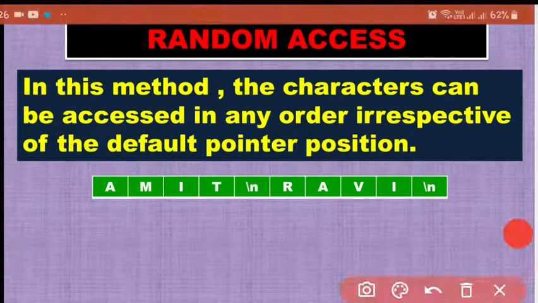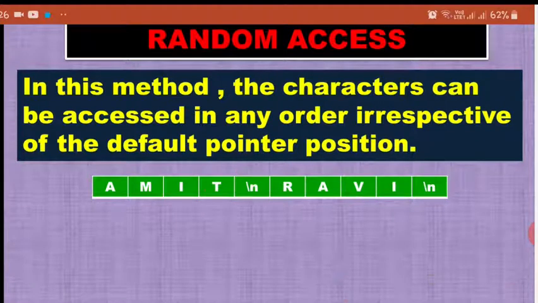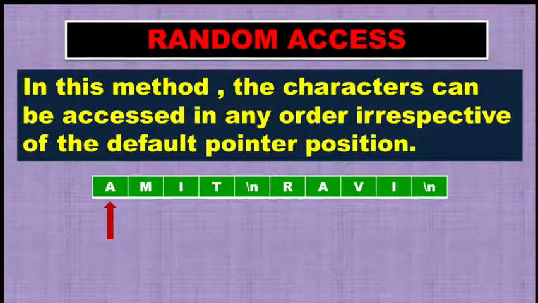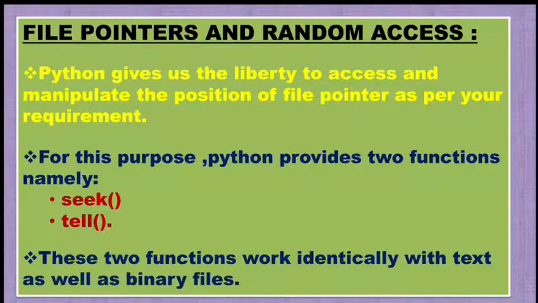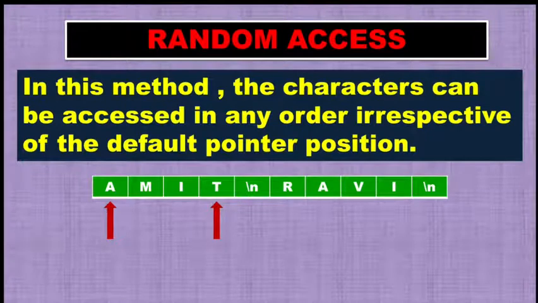So suppose you want to read T again. So in such a case, when you open the file for reading, you know that the cursor will be present at this location, at the beginning. And now if you want to read T, it will straight away place the cursor here and read T. So you don't have to read A, then M, then I in order to read T.